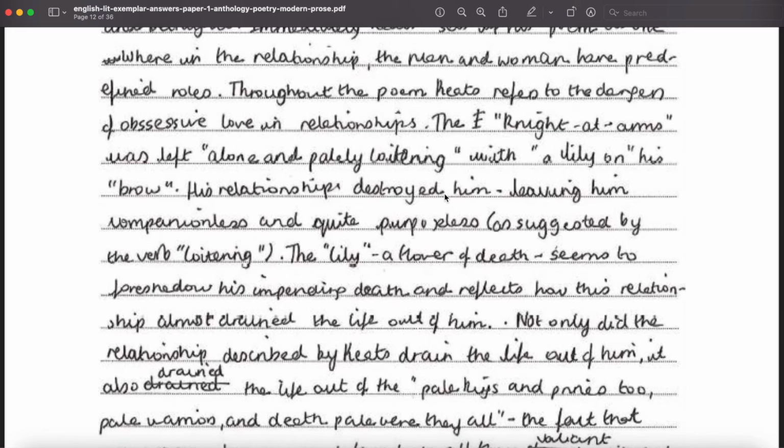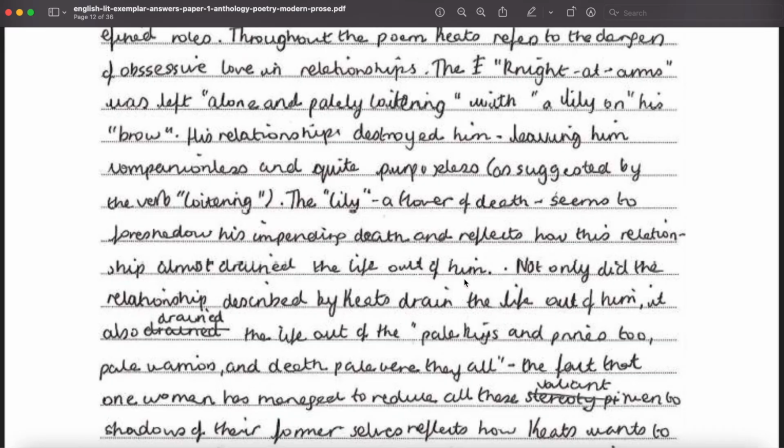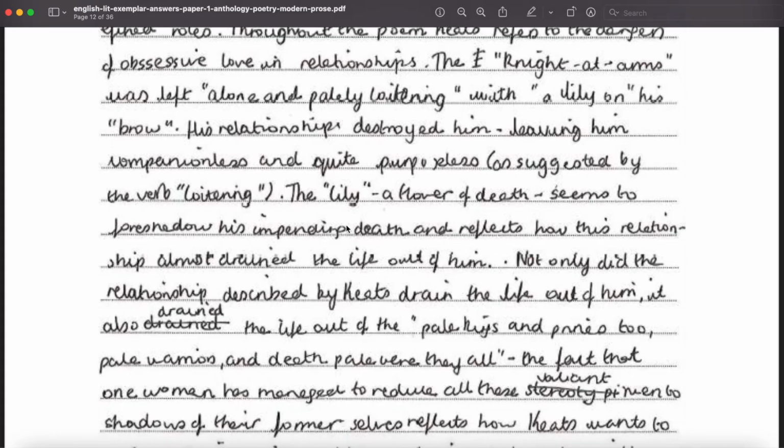His relationships destroyed him, the knight, leaving him companionless and quite purposeless, as suggested by the verb loitering. Good reference to the poem. The lily, once again, a flower of death, seems to foreshadow his impending death and reflects how this relationship almost drained the life out of him. So very good reading into the hidden meanings over here. The hidden meaning of a lily that suggests death. Okay, so this is very good knowledge of the poem, which you need to have beforehand.